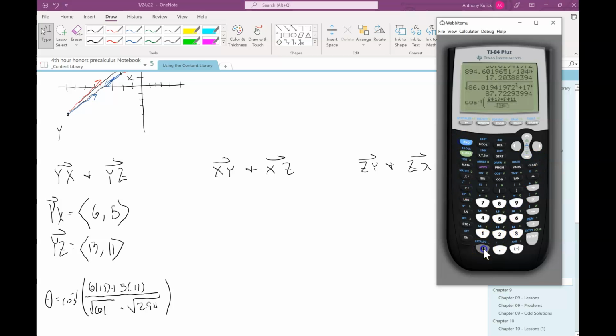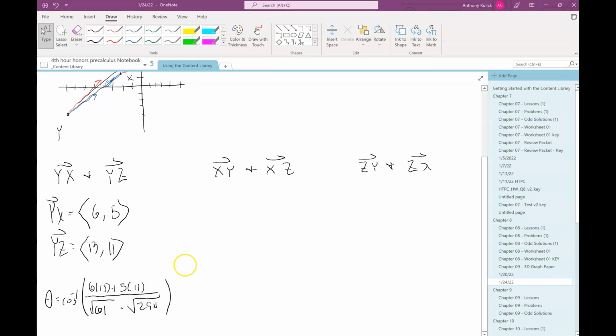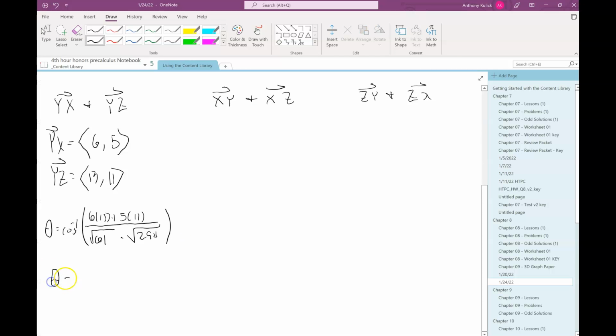Mackenzie, you doing okay? Uh-oh. Oh, what'd I forget? I forgot the 61. All right. There we go. And I'm in degree mode. Yup. So that's pretty dumb. 0.43 degrees. Okay. I was expecting it to be real small, but that's kind of bananas.